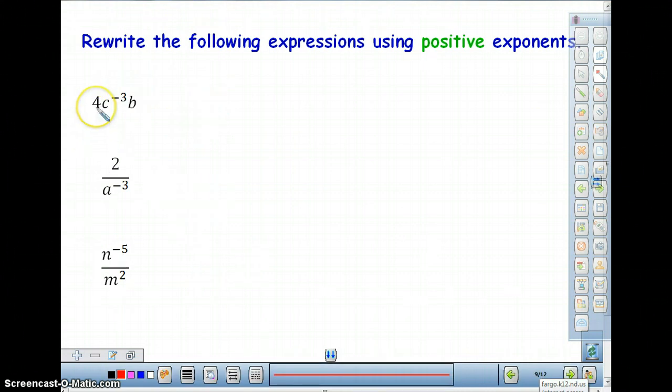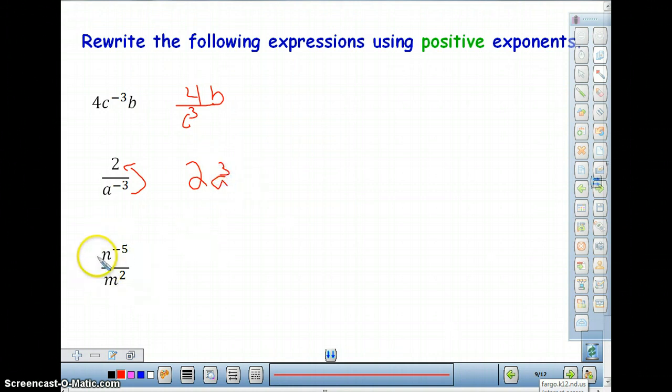So moving on, my 4 doesn't have an exponent on it, so I leave it as 4. My c has a negative exponent, so I'm going to move that to the bottom and go c to the 3 on the bottom. And then my b doesn't have any exponents on it, so I'm going to leave that in the top. My answer being 4b over c cubed. My 2 doesn't have anything on it, so I leave that exactly where it's at. I don't move it. My a to the negative 3 is a negative exponent, so I've got to move that to the top of my fraction. So I end up with 2a cubed.